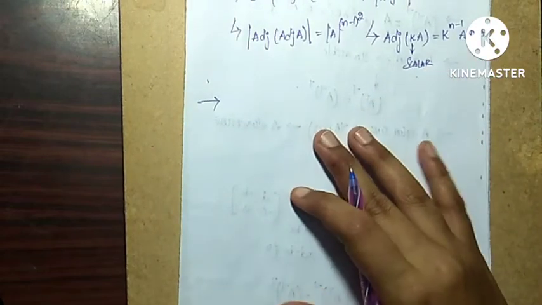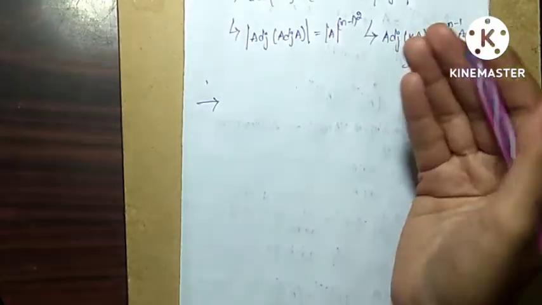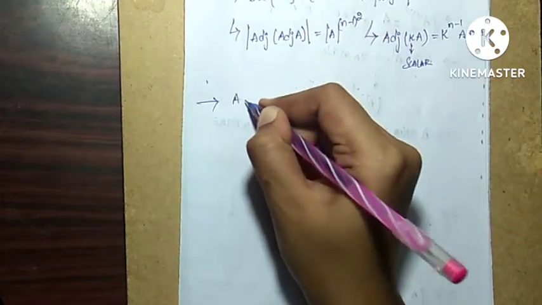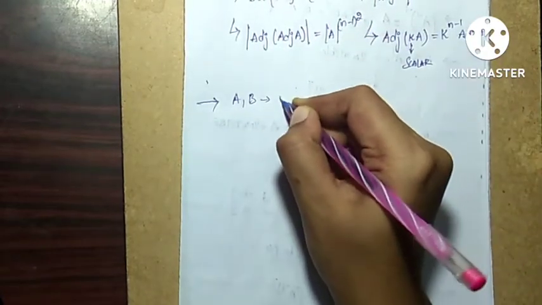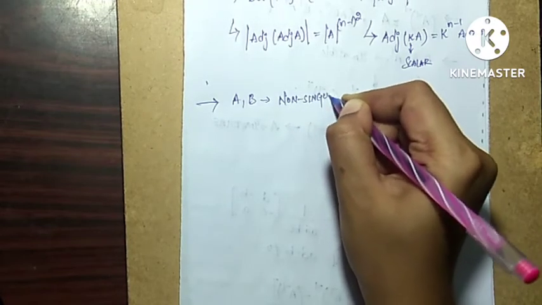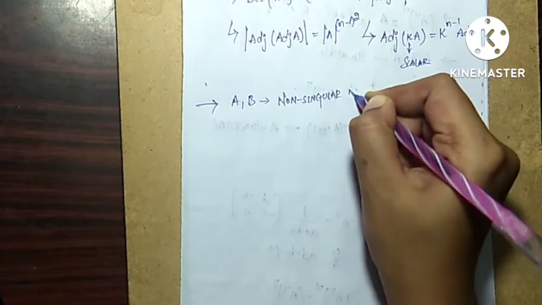Next, the important point is if A and B are two non-singular matrices.